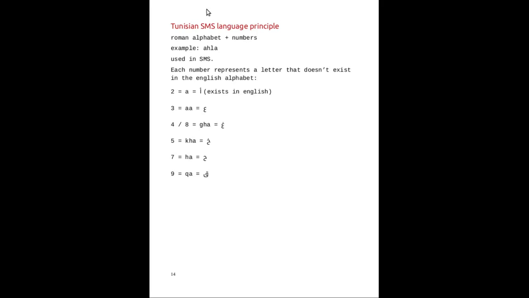Now, Tunisian SMS language principle. So what is SMS language principle? It's the Roman alphabet, like for example the French alphabet or English alphabet, plus numbers. Example, ahla, which is hello. It's used in SMS, and each number actually represents a letter that does not exist in the English alphabet. For example, the 2 is the hamza, the 3 is the ayn, 4 or 8 is the letter Gha, 5 is Kha, 7 is Ha, 9 is Qa. So you basically read English or French, and if you encounter a number, you read it as it is written here.